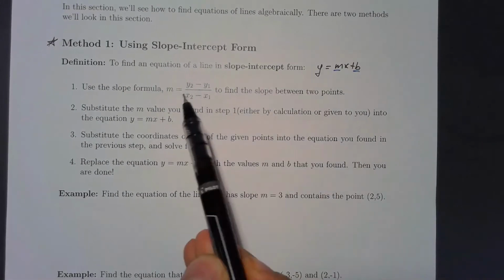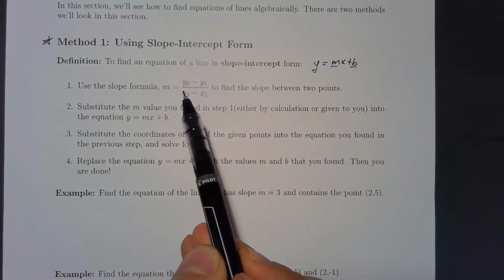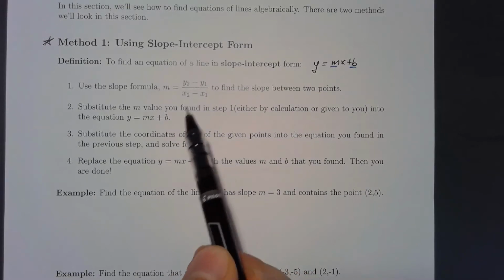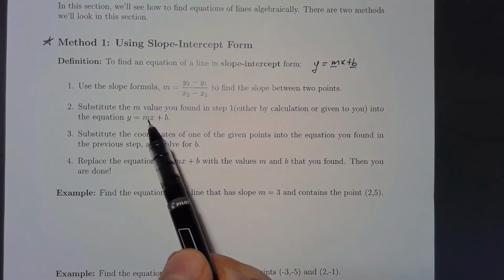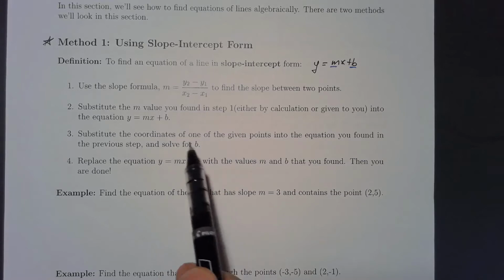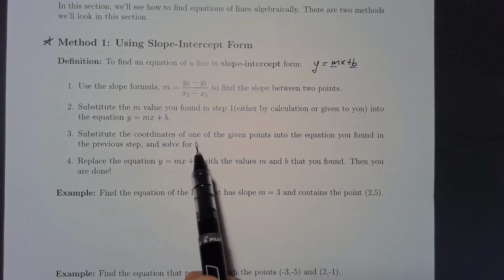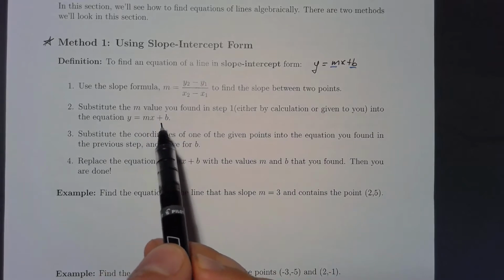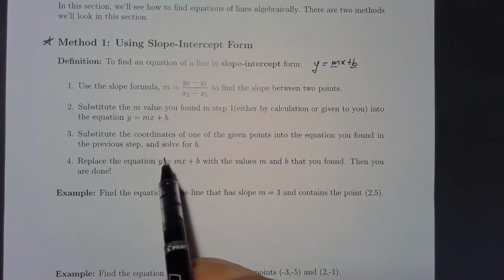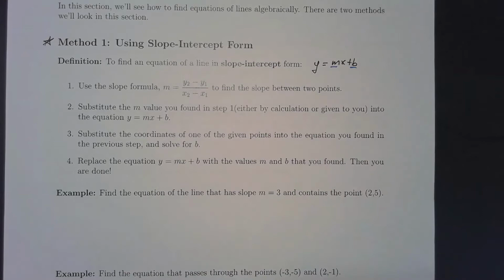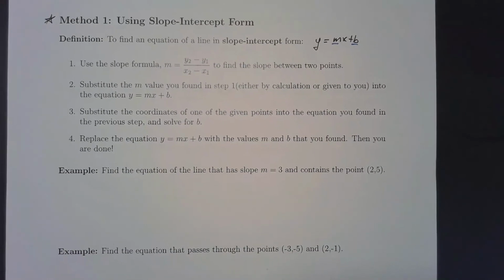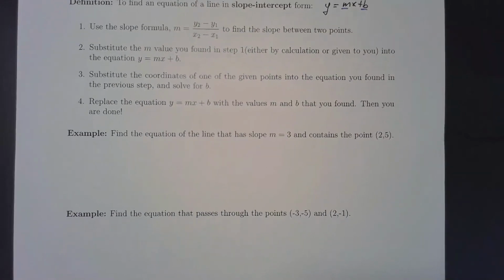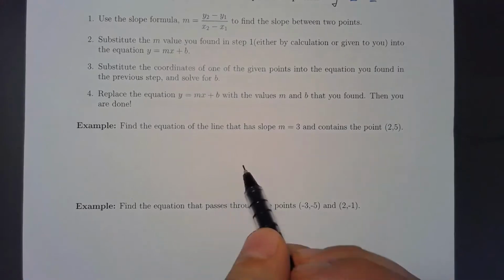Now, you might have to calculate the slope, but once you have the slope, you plug it into here, and then you plug in the coordinates for one of the ordered pairs for x and y, and then you can solve for b. Once you do that, you have your equation of a line. So it's actually pretty straightforward. This one's really easy.